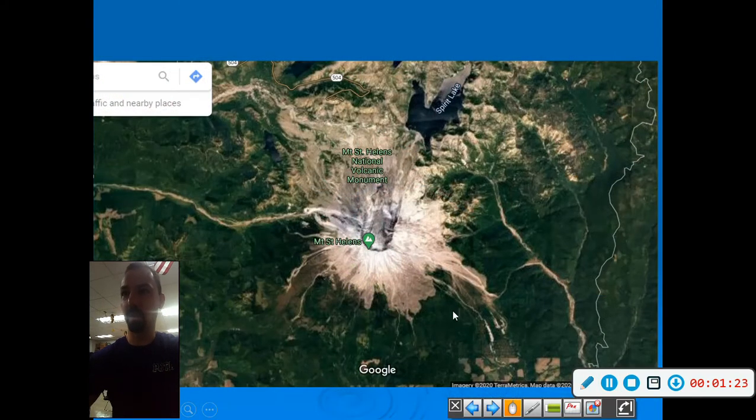Here's a picture of Mount St. Helens. This is actually a volcano that erupted in 1980. It's in Washington State, not too far from Seattle. And you can see basically the eruption. This side of the mountain got blown off.